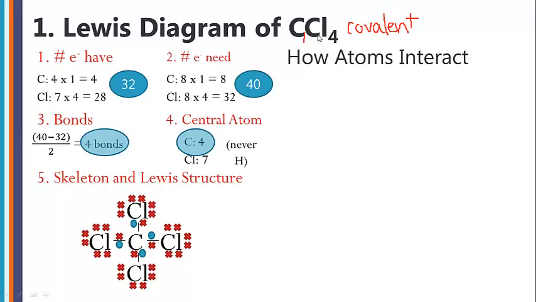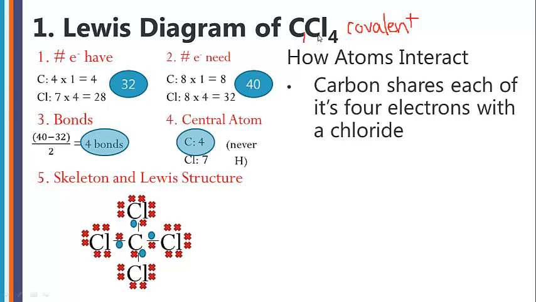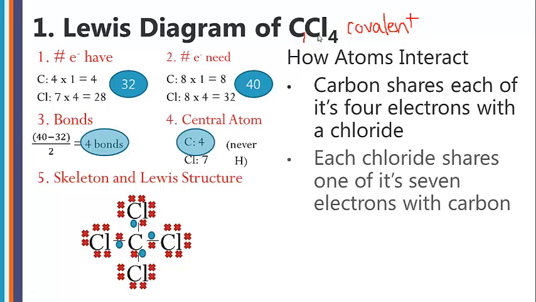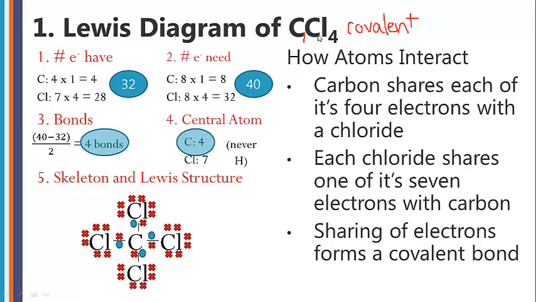The way atoms interact in a covalent bond, in this case carbon is sharing each of its 4 valence electrons with chloride, and each chloride is sharing one of its 7 electrons with carbon. So even though we only have 32 electrons, the atoms are sharing in such a way that it's like they have 40. And the sharing of these electrons is what forms the covalent bond.